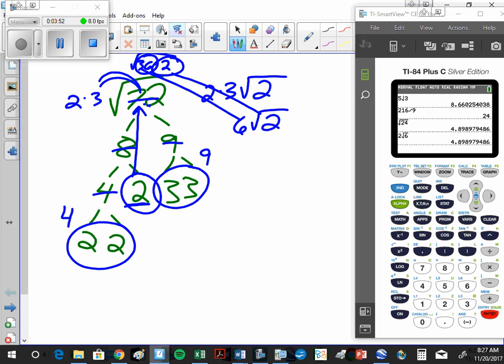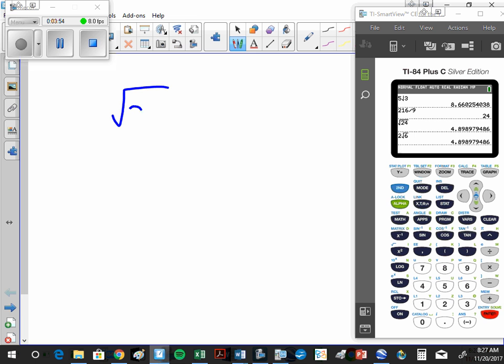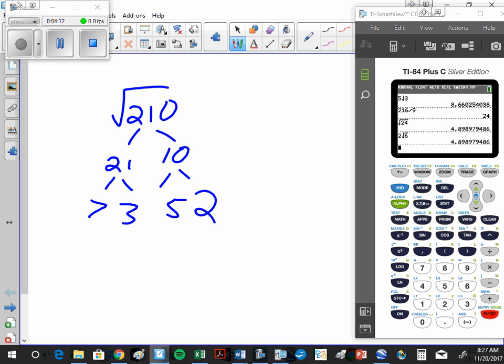All right? What if I had this? The square root of 210. What goes into 210? 21 and 10. That's a good one. What can I bring out? Nothing. So the answer is this. That's sort of like saying simplify 3/4. It's already simplified, so we don't need to do anything. Okay.